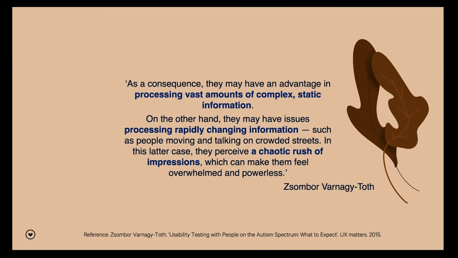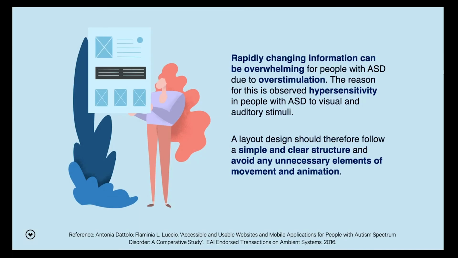"As a consequence, they may have an advantage in processing fast amount of complex static information. On the other hand, they may have issues processing rapidly changing information, such as people moving and talking on crowded streets. In this latter case, they perceive a chaotic rush of impressions, which can make them feel overwhelmed and powerless." So what this refers to is that a lot of research suggests that people with autism often have a really amazing cognitive skill in terms of processing all the information, but rapidly changing information can be quite daunting and quite negatively experienced. And so this is something that we should look out for.